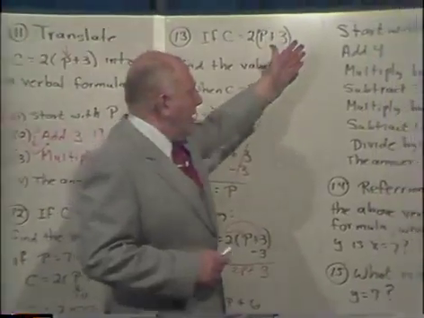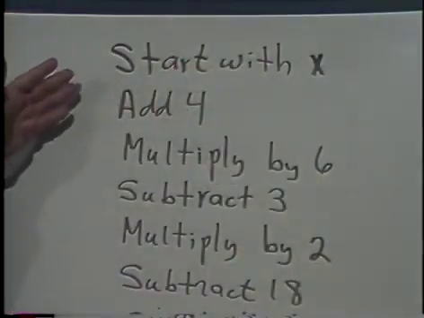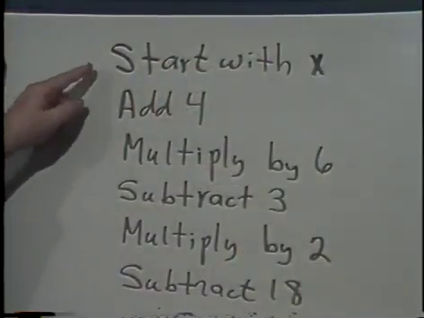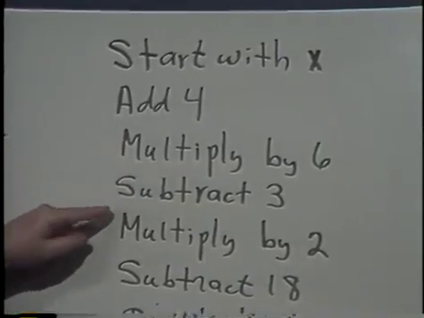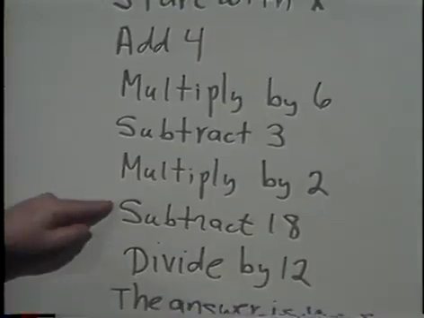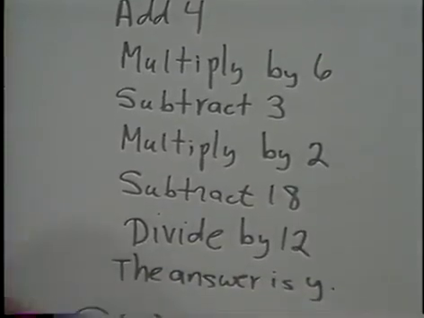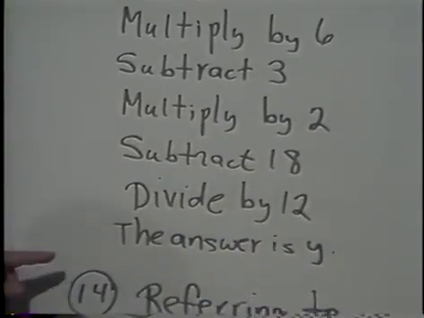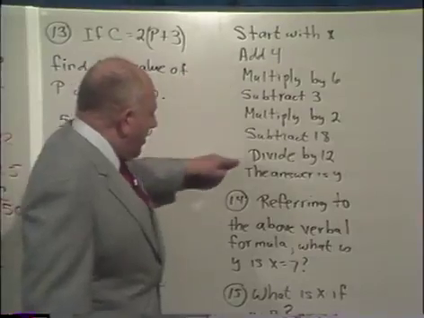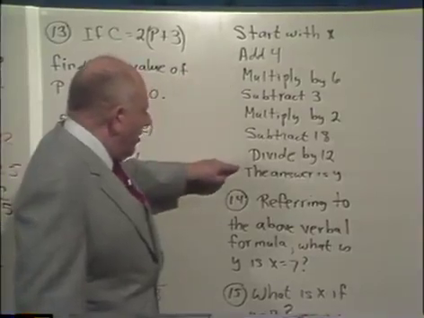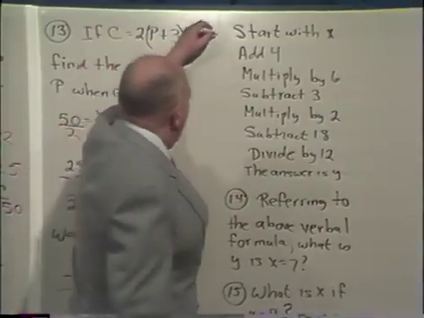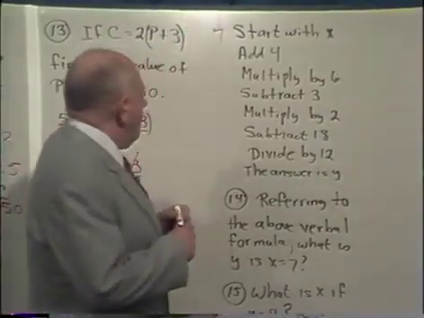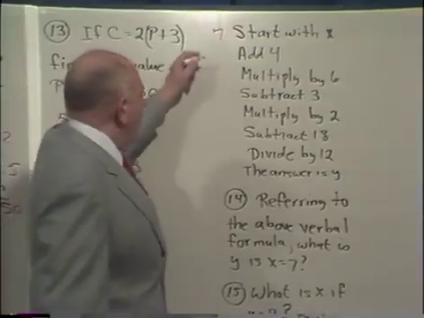Here's a very complicated recipe. I don't even know if we can get it into one shot, but it doesn't matter. It says start with x, add 4, multiply by 6, subtract 3, multiply by 2, subtract 18, divide by 12, and the answer is y. And problem number 14 says, referring to that verbal formula, what is y when x is 7? So what do we do here? We just replace x by 7 and do what we're told.